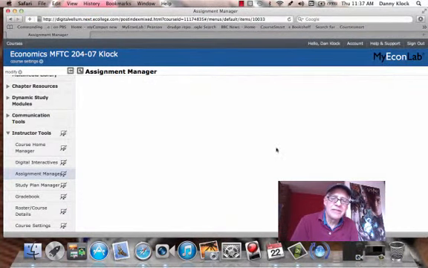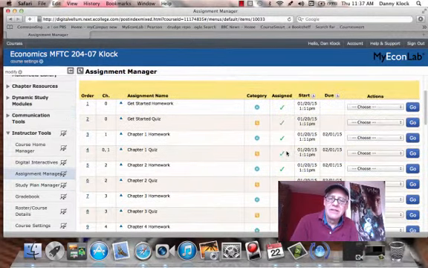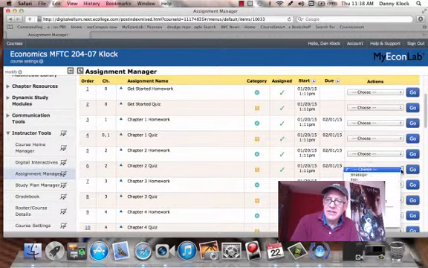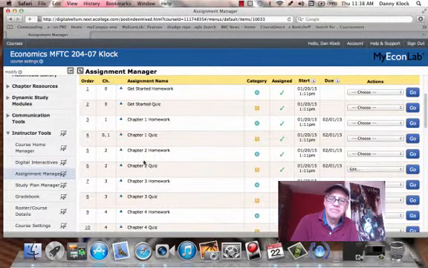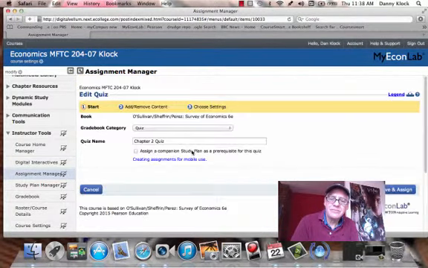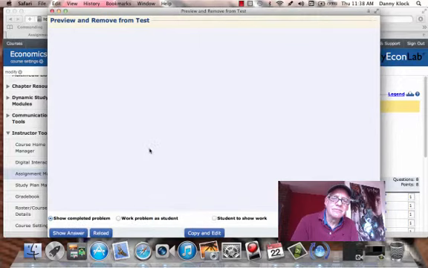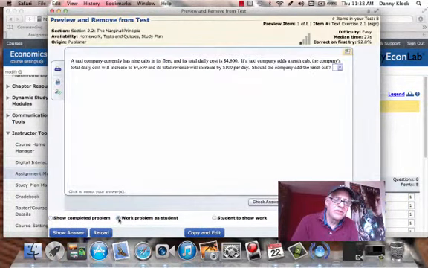Let me go to my assignment manager. And then you can see these are assigned. What do these things do? February 1st. So get them done by February 1st because they're going to disappear. Let me edit this. Quiz 2. Let me work the problem as a student.